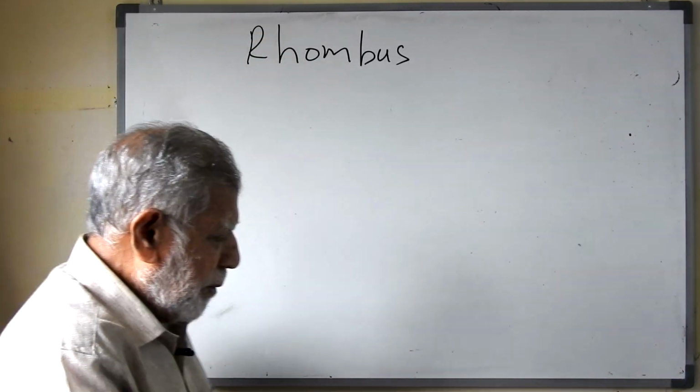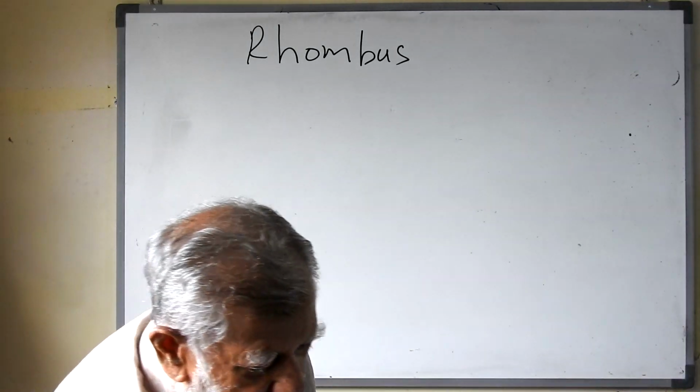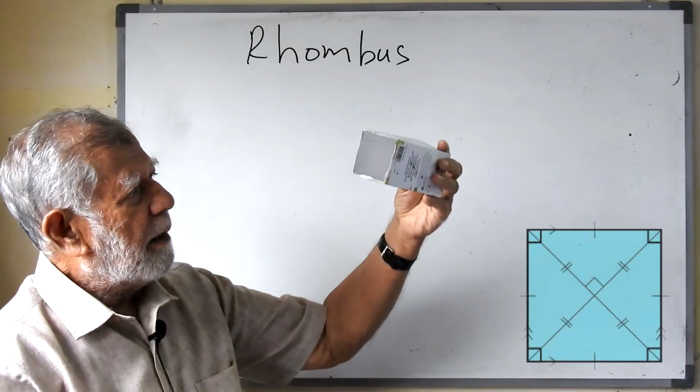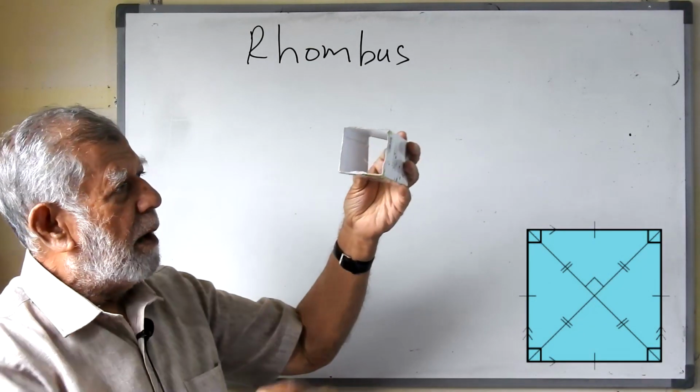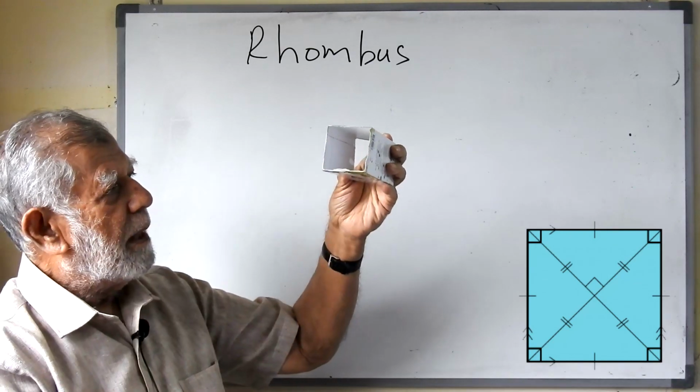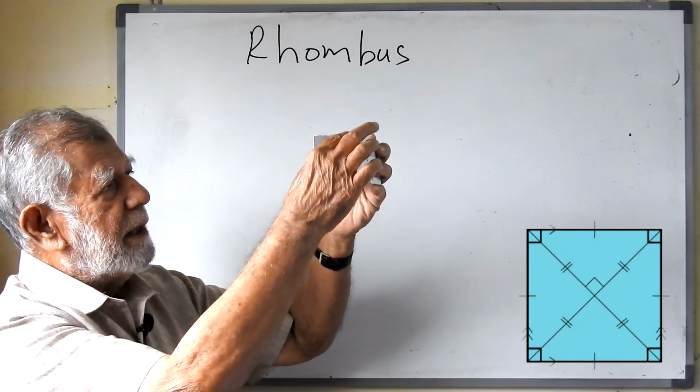the rhombus. Now you know what a square is. Now this is a square here. What are the properties of the square? All the sides are equal and all the angles are 90 degrees. And the diagonals are equal.